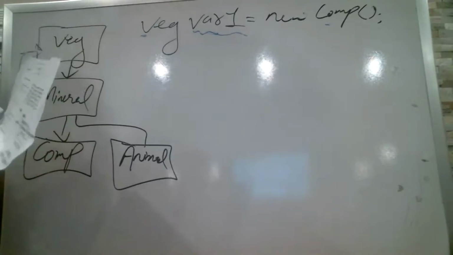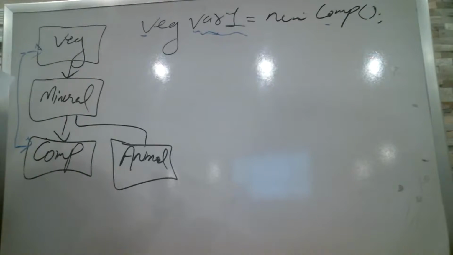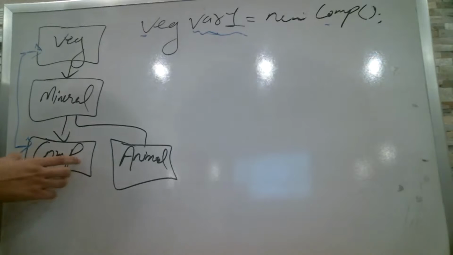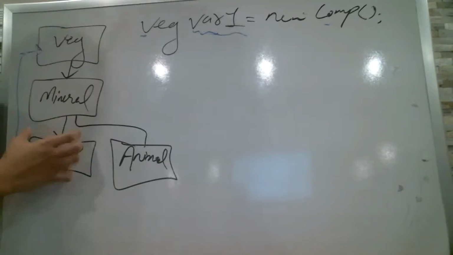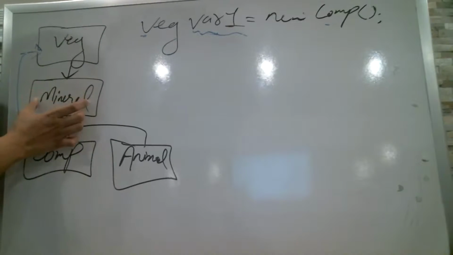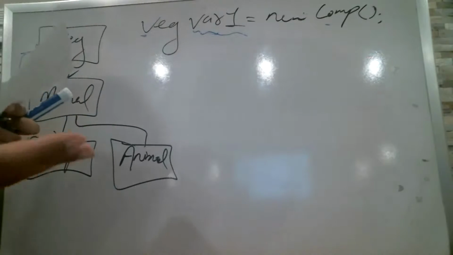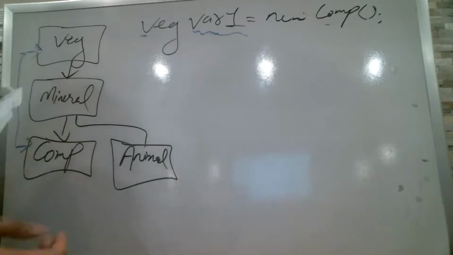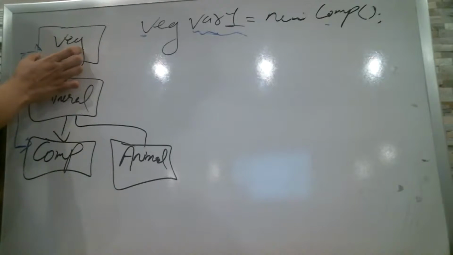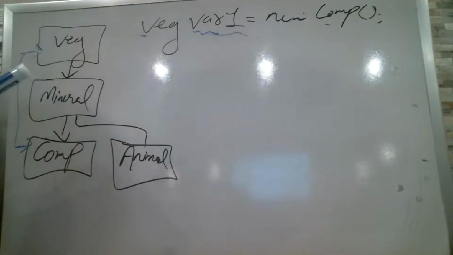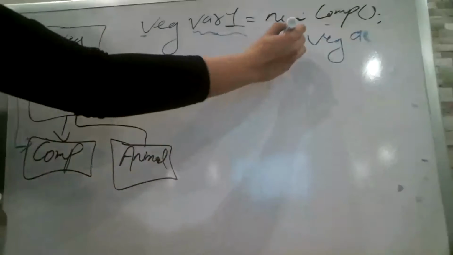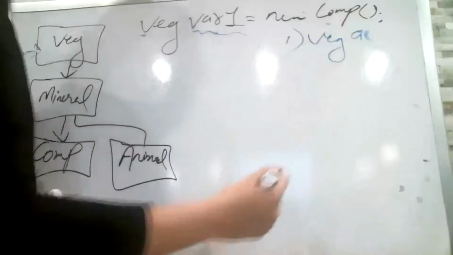Does computer have method A? Computer does not have method A. So it doesn't mean that you will come back to vegetable. Computer extends mineral. You will ask mineral, does mineral have method A? And no, mineral also doesn't have method A. So our answer will be, then you will take it from vegetable, and your answer is vegetable A. So for the first statement, your answer is vegetable A. This is for number 1. So your answer is vegetable A.